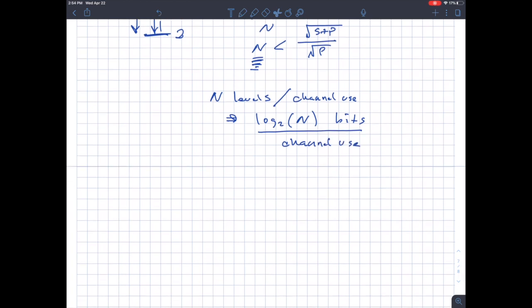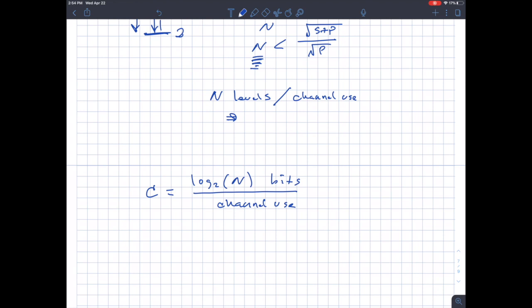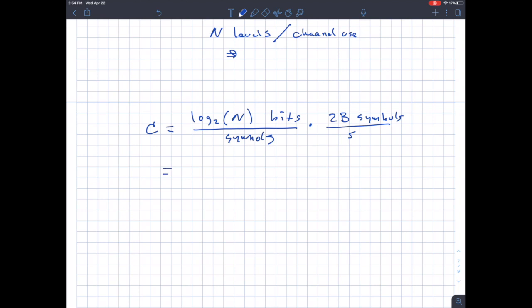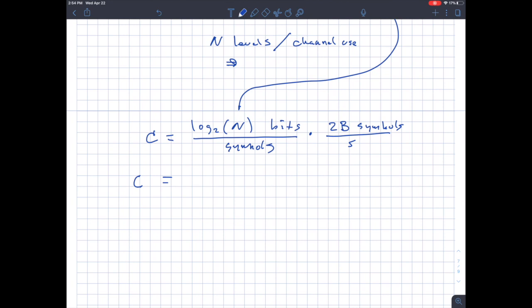So let's take that. Our channel capacity C is going to be log 2 n bits per channel use, and then we know that we have 2b. When I say channel uses, I could also replace that with symbols that we send. And so we have 2b symbols per second. So I now have this as log 2 of n times 2b. But we know what n is at this point, so we substitute n back into this equation.